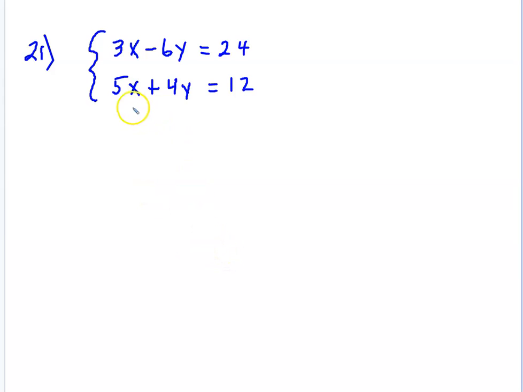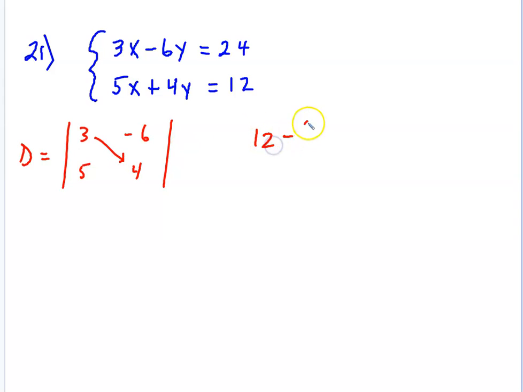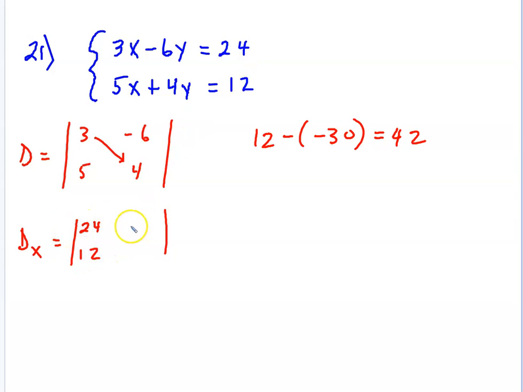All right, let's try this one very quickly. So the initial determinant of the coefficients, just put the coefficients in an array like this, and you multiply this way first. So it's 12 minus negative 30, that's 42. The determinant called d sub x, you're going to replace the x's, keep the y's, and do this determinant. So 24 times 4 is 96, minus, and it's negative 72. That's going to be 168.